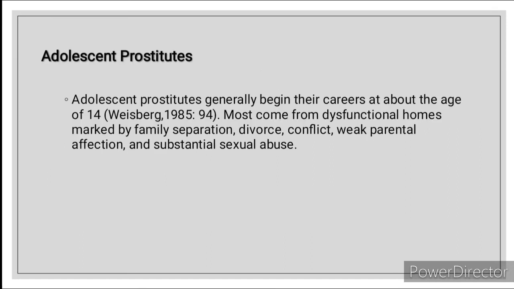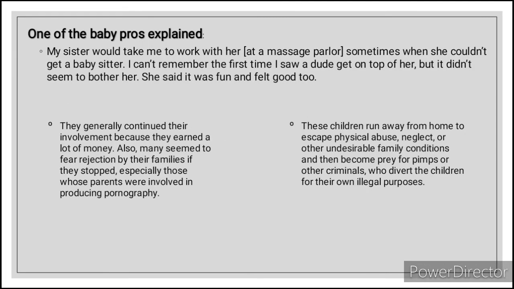Adolescent prostitutes. Adolescent prostitutes generally begin their careers at about the age of 14. Most come from dysfunctional homes marked by family separation, divorce, conflict, weak parental affection, and substantial sexual abuse. They generally continue their involvement because they earn a lot of money. Also, many seem to fear rejection by their families if they stop, especially those whose parents were involved in producing pornography. These children run away from home to escape physical abuse, neglect, or other undesirable family conditions and then become prey for pimps or other criminals who divert the children for their own illegal purposes.